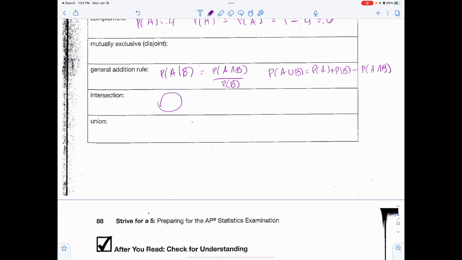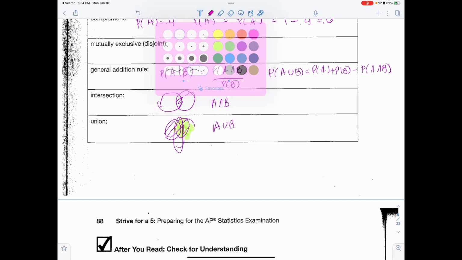Intersection, of course, is A and B, it's just that intersection. Union is both of them together, and that's A or B. And obviously the biggest thing to do is, if you were to have the green one plus the purple one, to make sure that you subtracted this overlap right here.